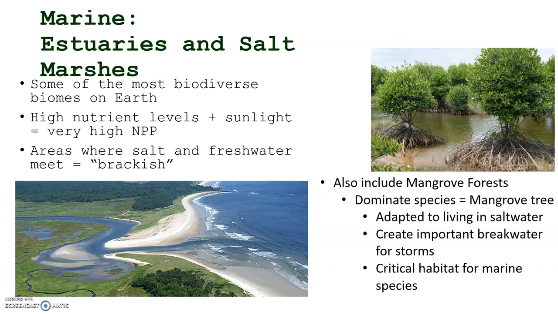The dominant species there are mangrove trees, which are adapted to living in salt water and create important breakwater for storms. It helps stop some of that storm surge that comes in. It's a critical habitat for marine species.